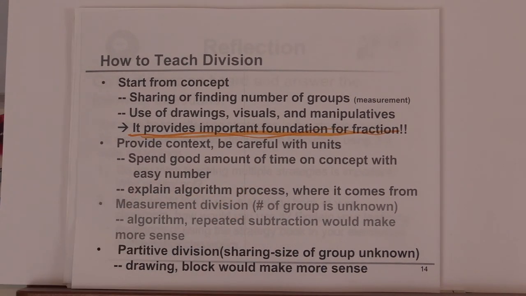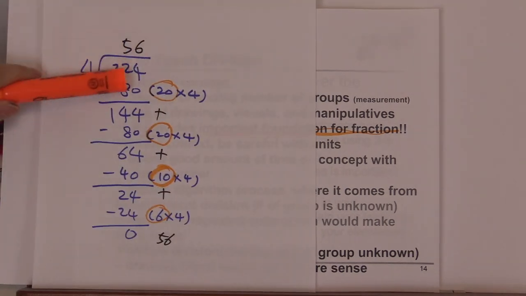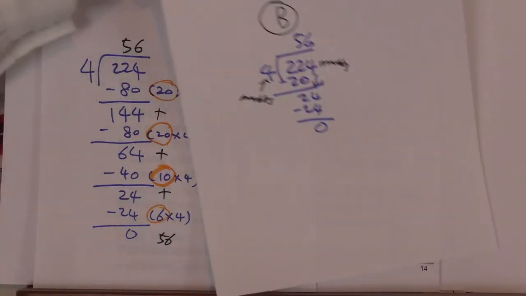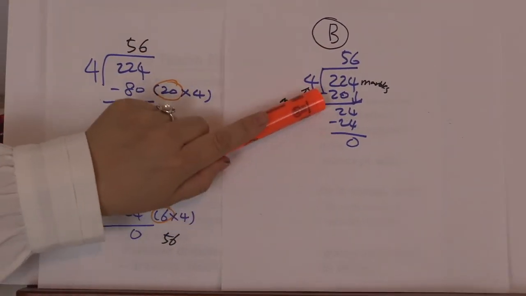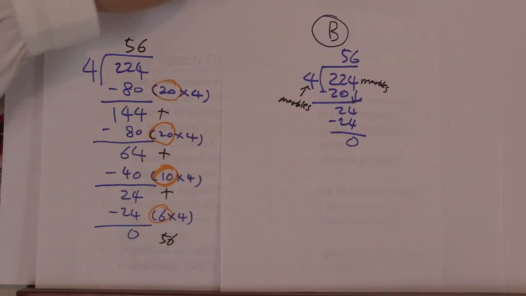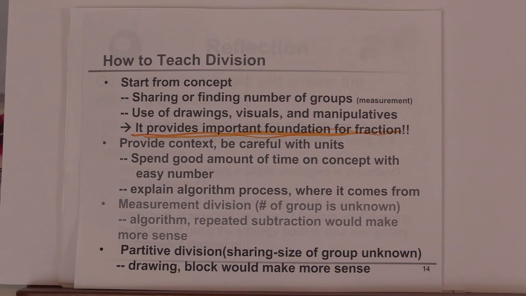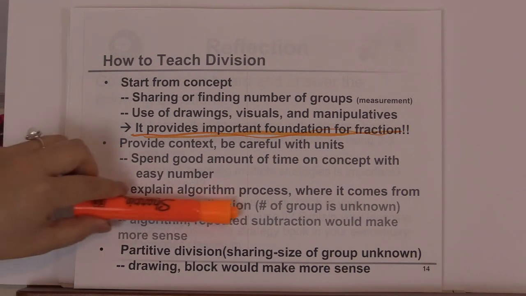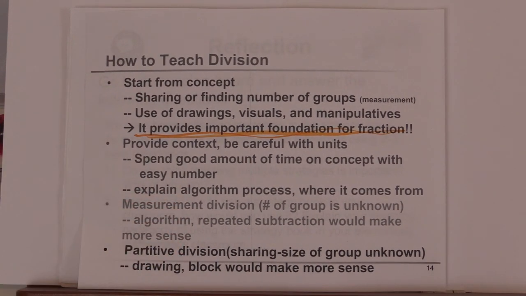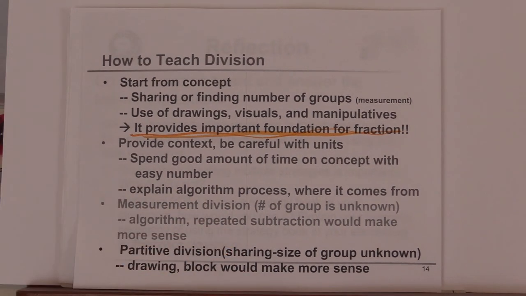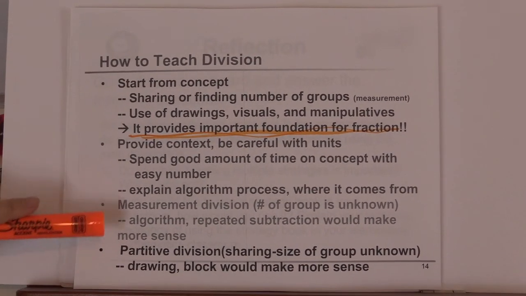Whenever you show the algorithm, they need to understand where each number comes from, right? This is why this is an important process. If you want to use long division, they need to understand what this 20 means, what this 5 means, and what 24 means. They need to know what each number means to be able to understand the algorithm process. So explain the algorithm process, where it comes from. For measurement division, where the number of groups is unknown, it's better with the algorithm, and repeated subtraction would make more sense. For partitive division, sharing, drawing blocks would make more sense, but they can still use this one, but measurement division makes more sense with the algorithm.